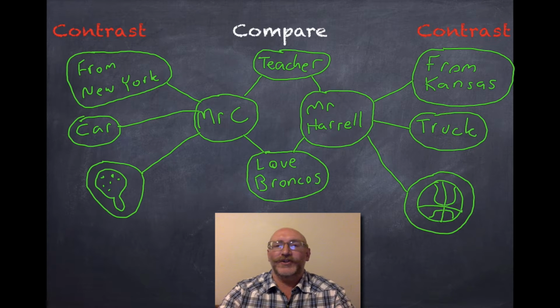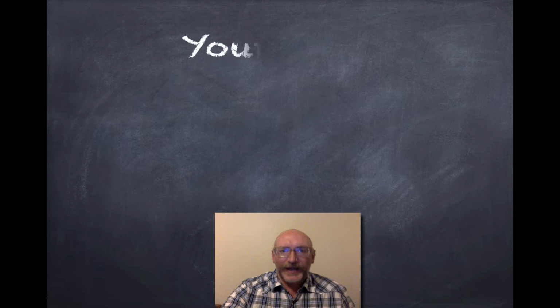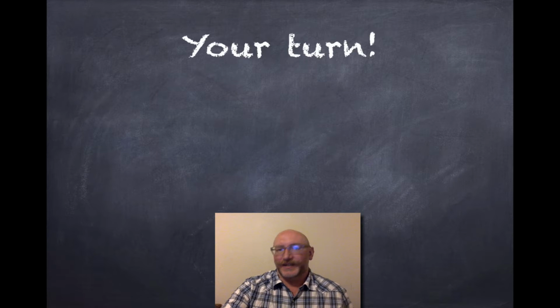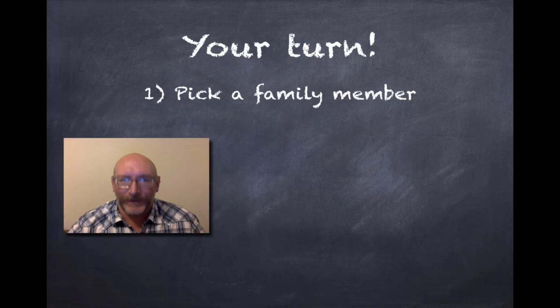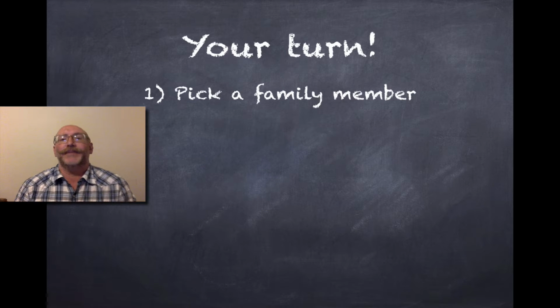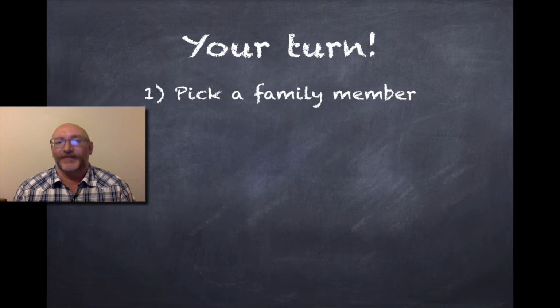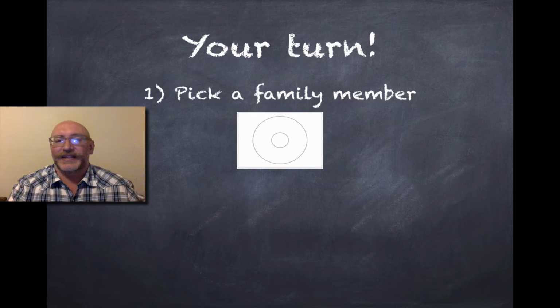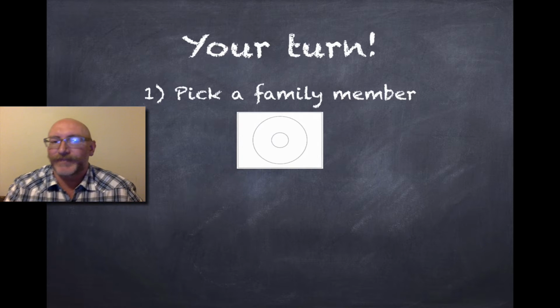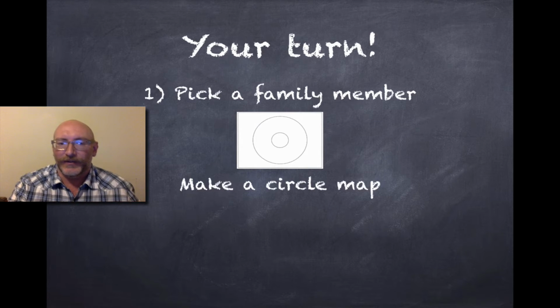So I want you to try to do one of your own. And how we're going to do this, there's a few steps, so pay attention. I want you to pick a family member. It can be the same family member you did a bubble map about, or it can be somebody different. It's up to you. Make a circle map. This is where you are going to define things about that family member. It's the first map we used. If you don't quite remember how to do it, just go back to that video.